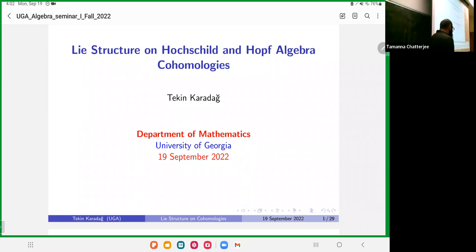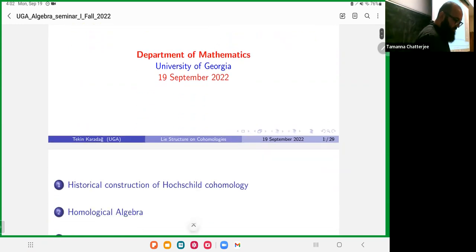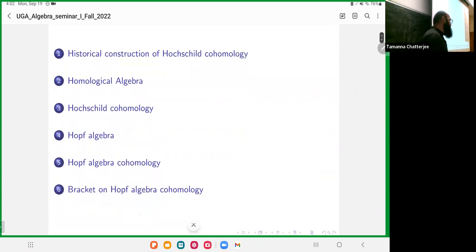Today I will try to connect Hochschild and Hopf, and I will give some useful structure on both cohomologies, which gives actually a greater structure. So this is the skeleton of my talk.